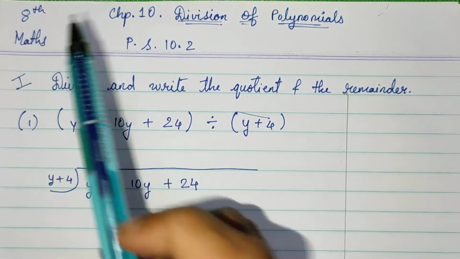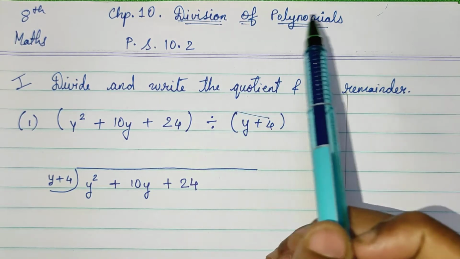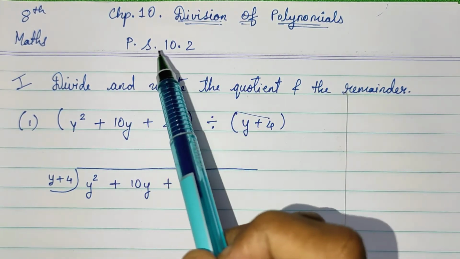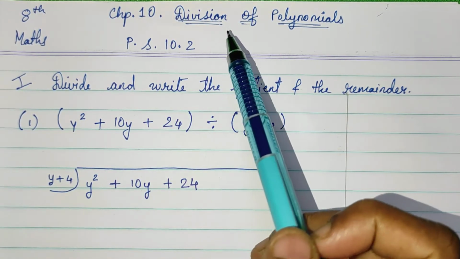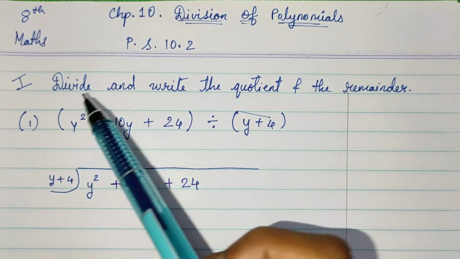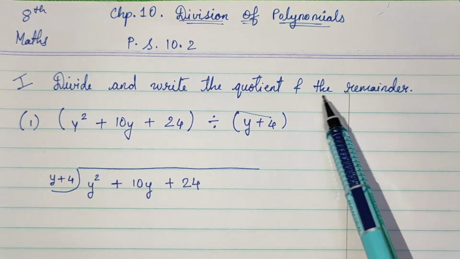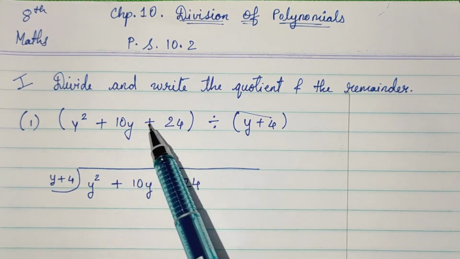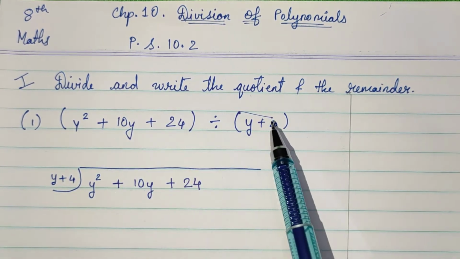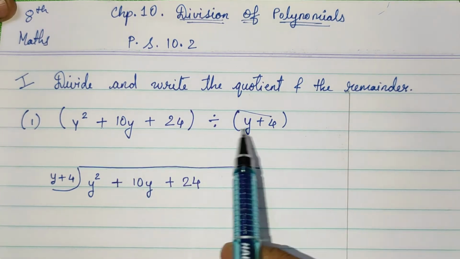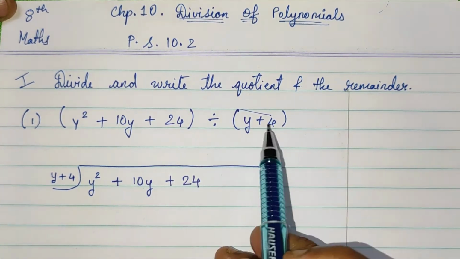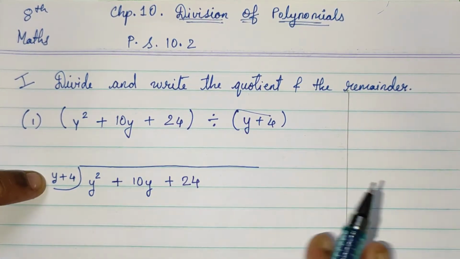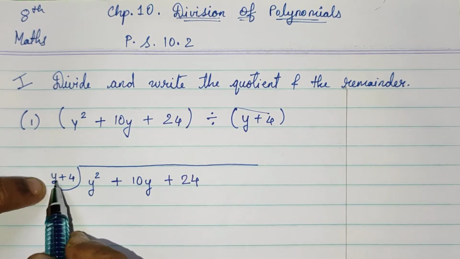Standard 8 Maths, Chapter 10, Division of Polynomials, Practice Set 10.2. First question: divide and write the quotient and the remainder. So this is your dividend and this is your divisor. This you have to write inside and this here. Now, let's see how to solve them.